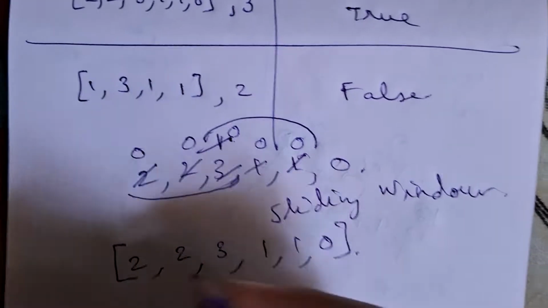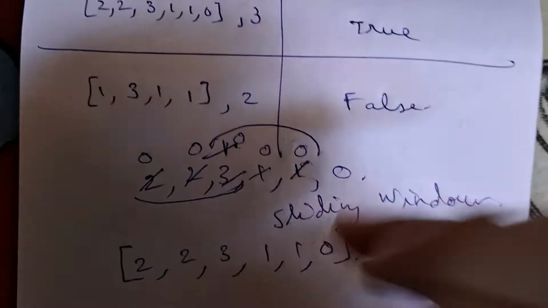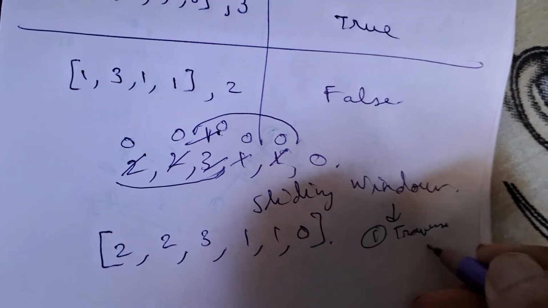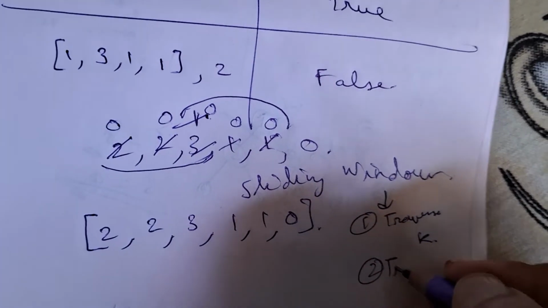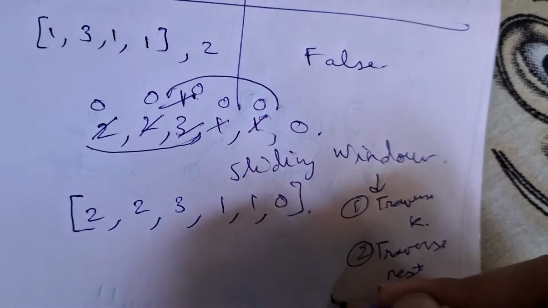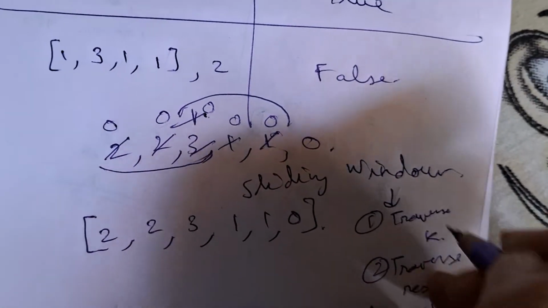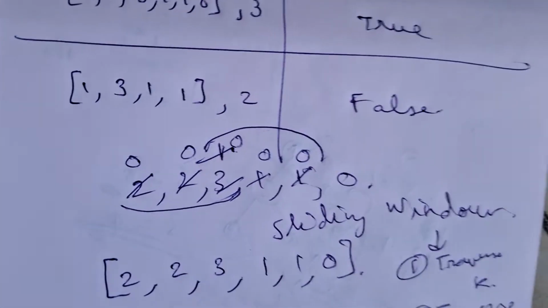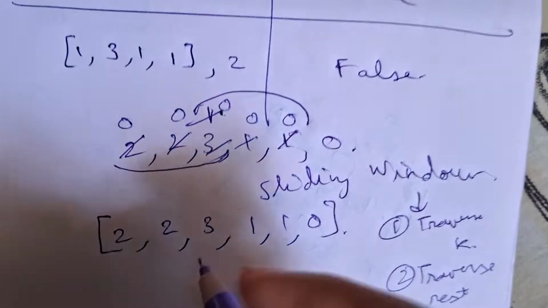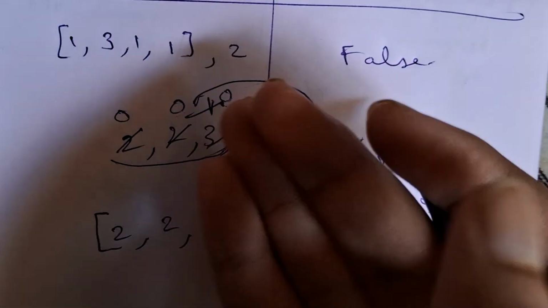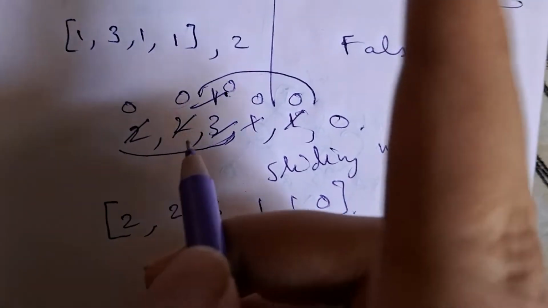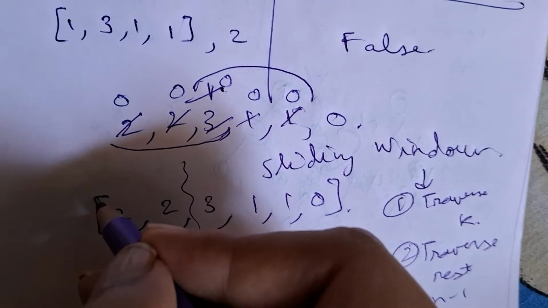First of all, what is the first step of sliding window? The first step is to traverse k. Then the second step is to traverse the rest, that is till n minus 1. So first of all we have to traverse till k, which here is 3. So we have to traverse just before that.